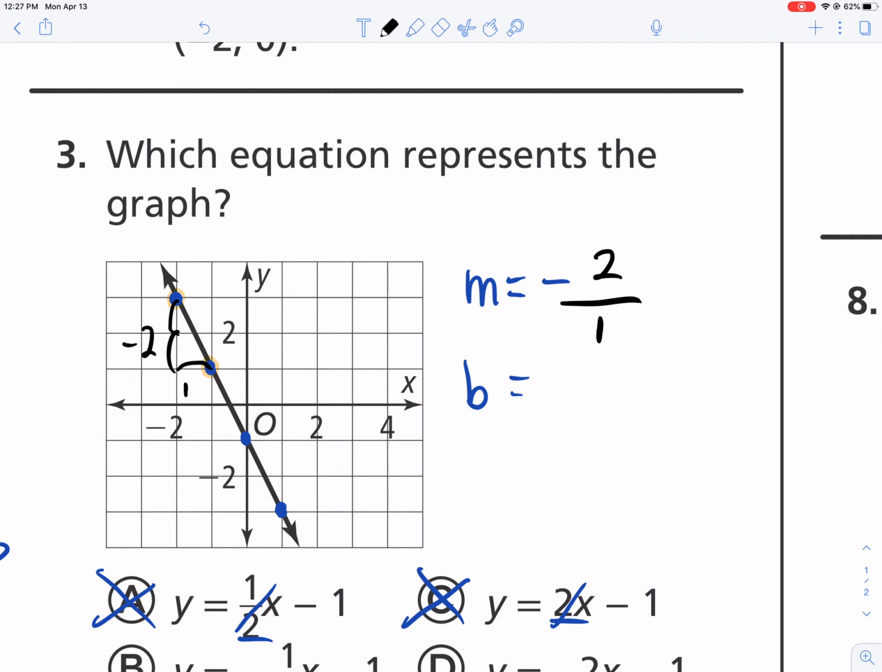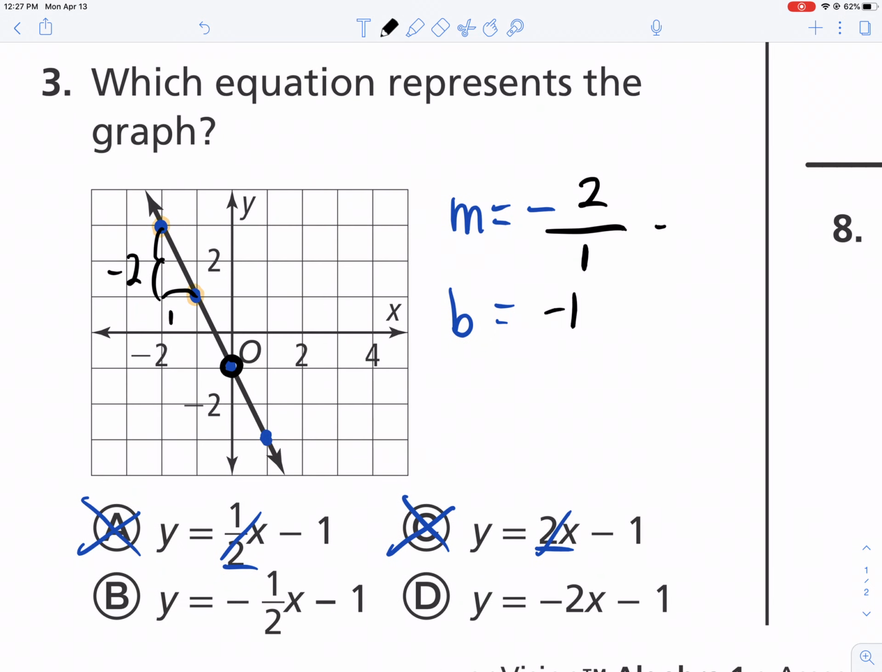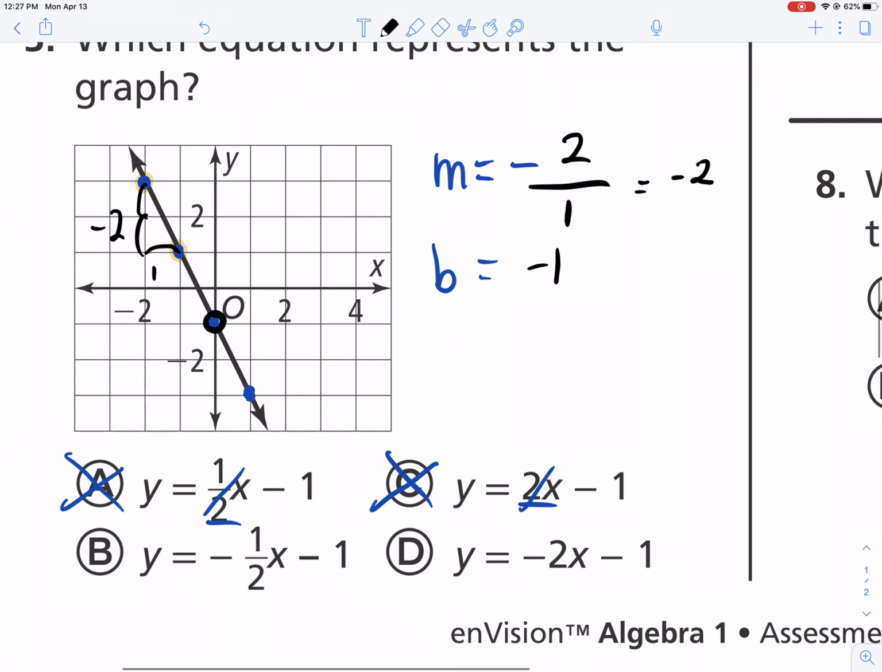And then remember, our B is our y-intercept. And so I say, okay, where does it cross my y-axis? And it's going to be at -1. So we can simplify this slope to just -2. So I look down at my multiple choice options, and I end up with D for my option in this case.